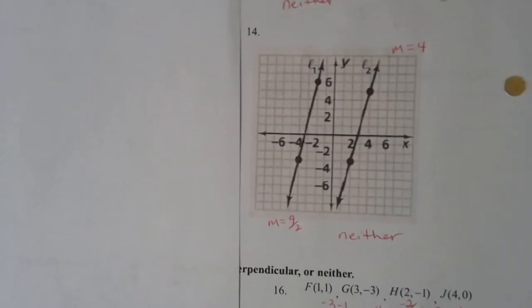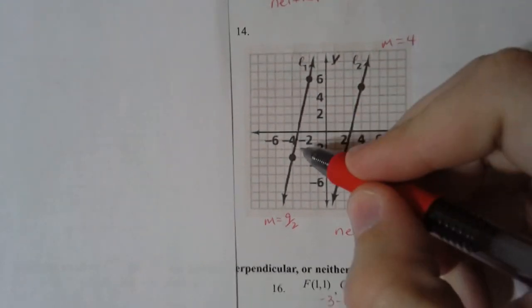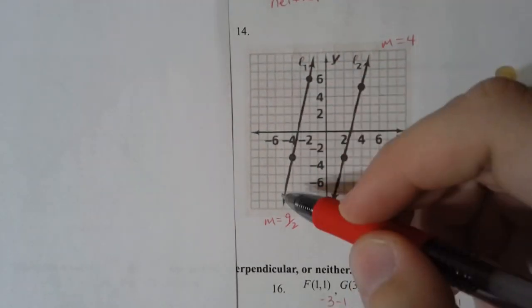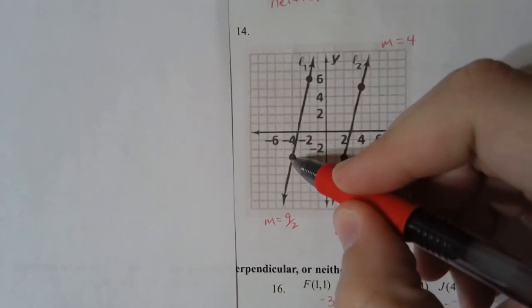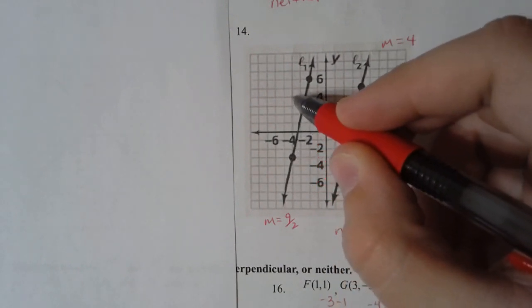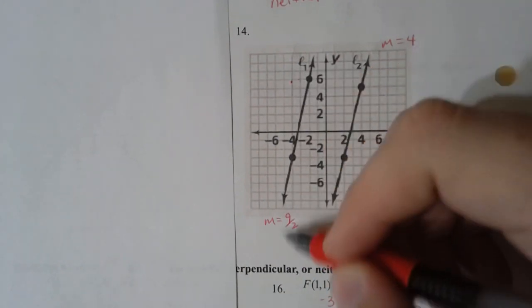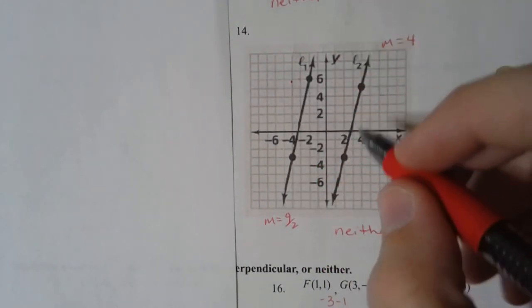Let's look at number 14. Okay, so at first glance, these two lines seem like they could be parallel. But let's inspect a little bit further. So line 1. If I'm going to determine the slope of line 1, I'm just going to count from point to point doing my rise over run. So I want to say 1, 2, 3, 4, 5, 6, 7, 8, 9, and run 1, 2. So my slope of line 1 is 9 over 2.